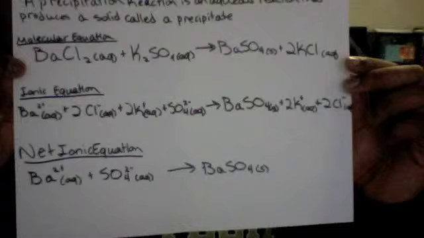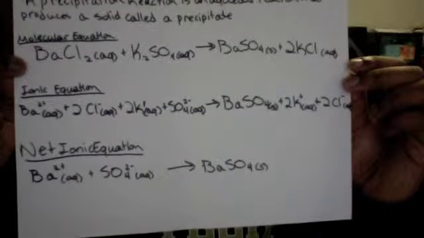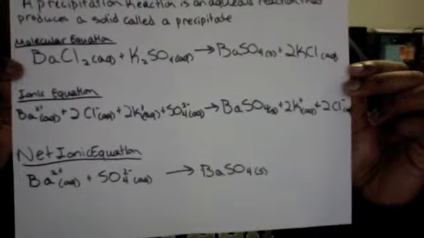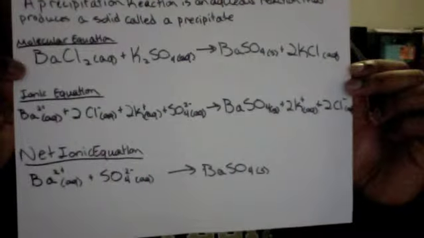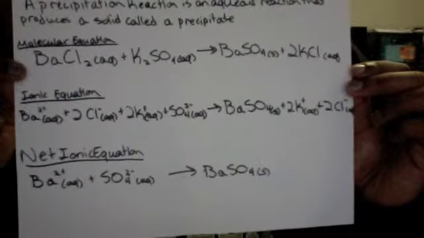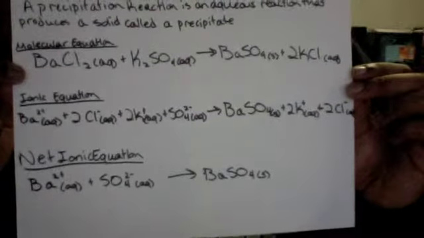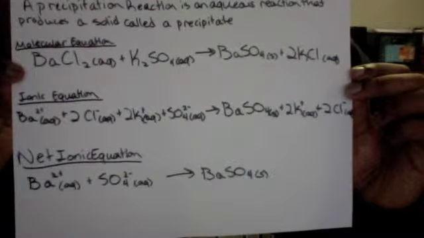And in the net ionic equation, you're canceling out everything that shows up on both sides of the equation so that you're left without any spectator ions. So again, we have Ba2 plus aqueous, SO4 2 minus aqueous, and our solid barium sulfate, BaSO4. And that's really the basics of chemical equations that you may encounter in Chemistry 1310. Thanks.